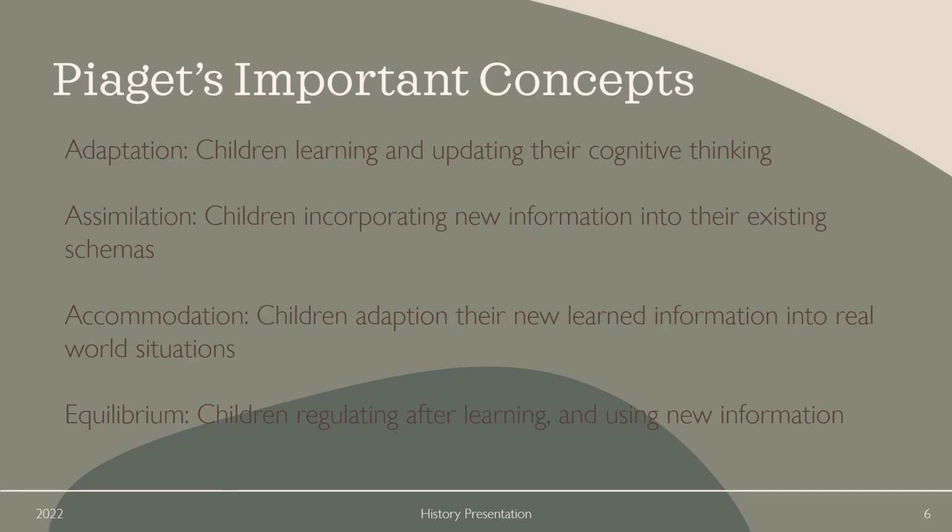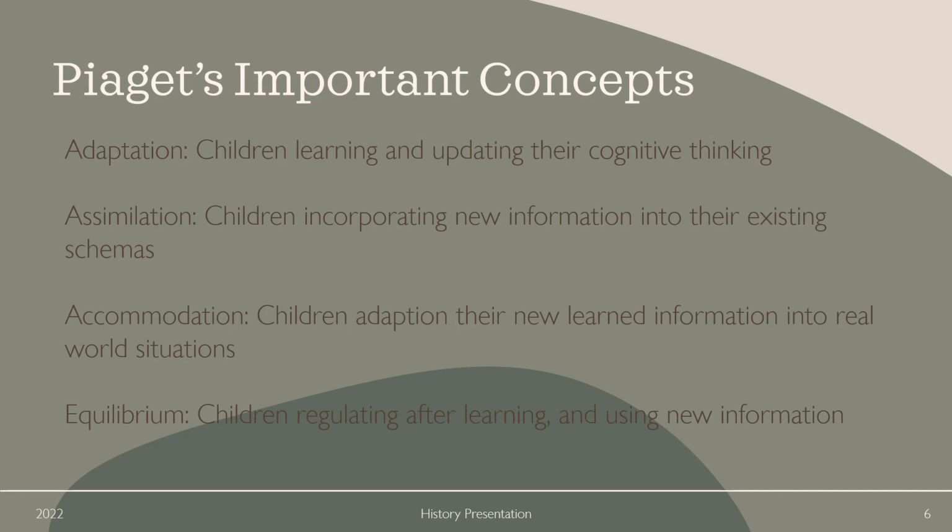Accommodation comes next. This is children adapting their newly learned information into real-world situations. The example I saw from a website that is mentioned in my references says that children learn things such as a cat goes meow and a dog goes woof, and they put that into real-world situations. For example, kids will call a cat a meow and a dog a woof or some things like that.